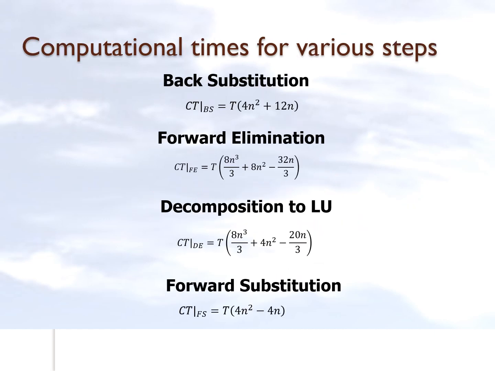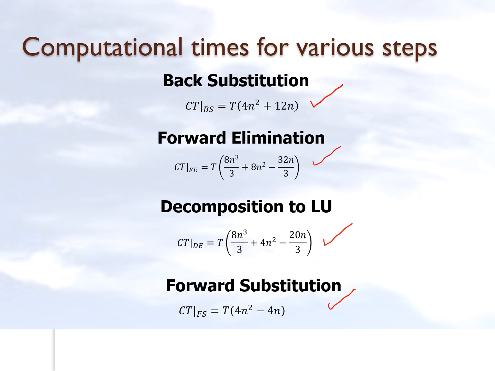So we just found out that the amount of time it takes to do this particular back substitution is t times (4n squared plus 12n). Similarly, if you follow the algorithm, you'll find this is the amount of time it takes to do forward elimination, this is the amount of time it takes to decompose coefficient matrix A into the form L times U, and this is the amount of time it takes to do forward substitution. So we should be able to use these computational times of the various steps to make the comparison between Gaussian elimination and the LU decomposition method.